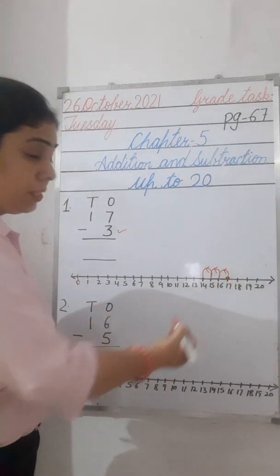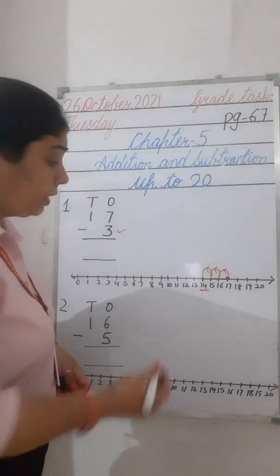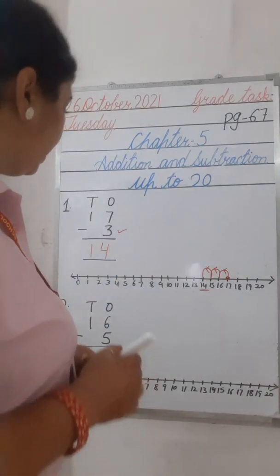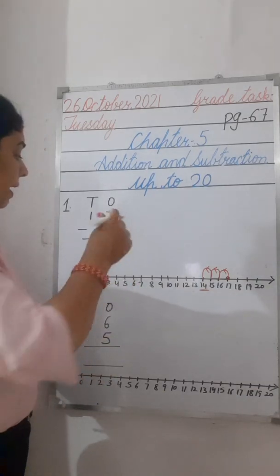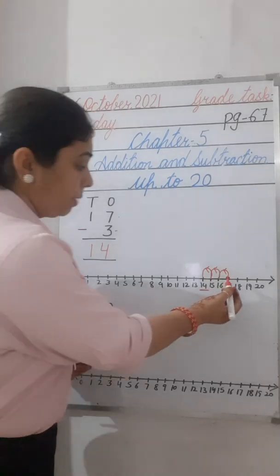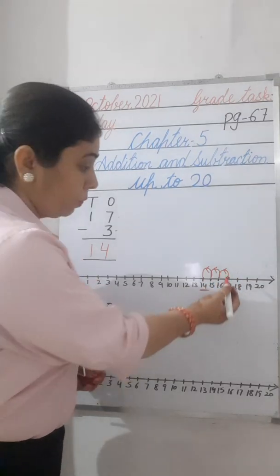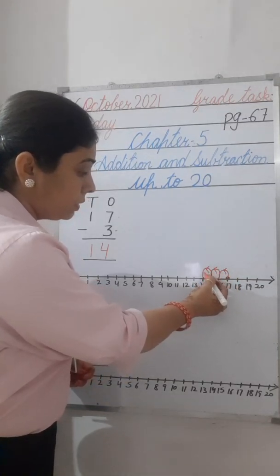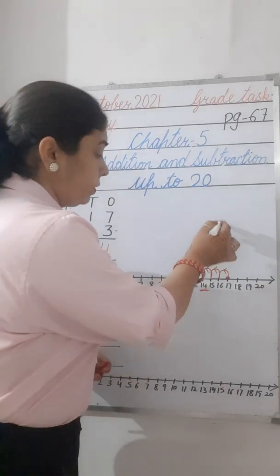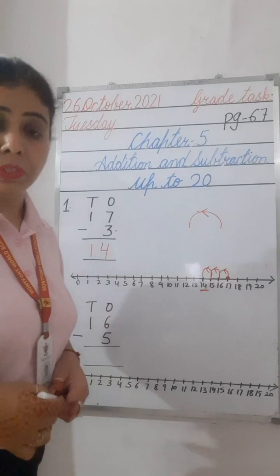Okay. Now after taking 3 steps back, I am on which number? I am on number 14. So answer is 14. Okay, listen again. We have to subtract 3 out of 17. So for this, directly we will come on number 17 and then we will take 3 back steps. 1, 2, 3. Now I am on number 14. So answer is 14. And students, don't forget to put arrow to show that we are counting backward.